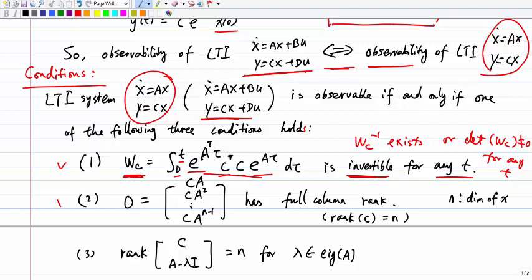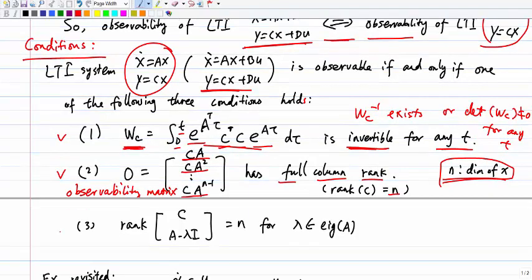The second condition says this O, also called the observability matrix, is given by C, then C times A as the second row, then C times A squared, and so on and so forth until you get C times A to the n minus 1. The n is the dimension of x, which is how many states you have. If this matrix has full column rank, which means the rank of O is equal to the dimension of x, it is observable.